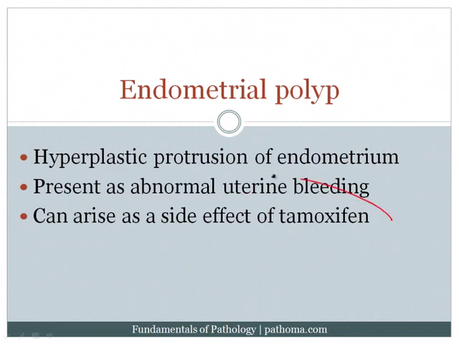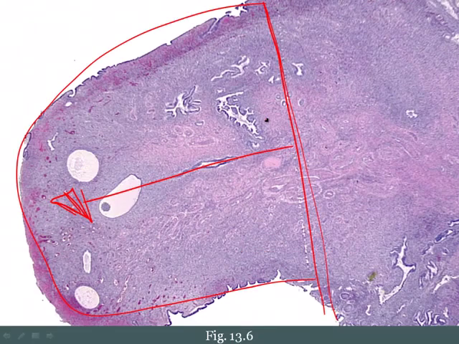Now, one very important high-yield pharm association here is that the patients can actually develop endometrial polyps as a side effect of tamoxifen. A little bit counterintuitive because when you think about tamoxifen, you think about its anti-estrogenic effects, especially in the breast. However, it's important to note that tamoxifen is actually anti-estrogenic on the breast, but it has weak pro-estrogenic effects on the endometrium. And it's those pro-estrogenic effects of tamoxifen that result in the production of an endometrial polyp. This is again the picture of the endometrial polyp, which I've already explained and is present in your text.